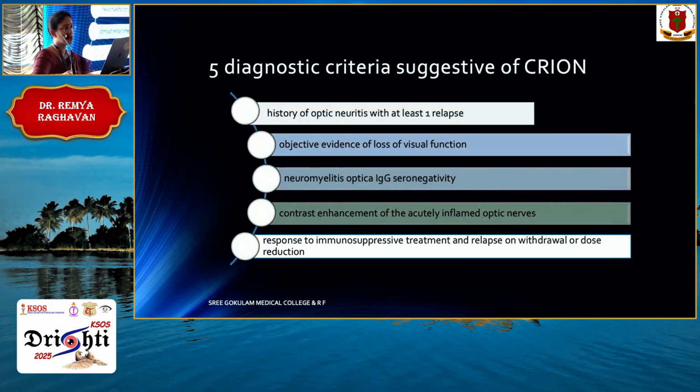So how do you diagnose this? So there should be a history of optic neuritis with at least one relapse and objective evidence of loss of visual function. Neuromyelitis optica IgG should be negative, and the MRI should show contrast enhancement of acutely inflamed optic nerves. And there will be a response to immunosuppressive treatment and relapse on withdrawal or dose reduction of steroid.